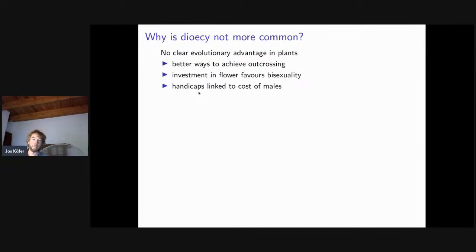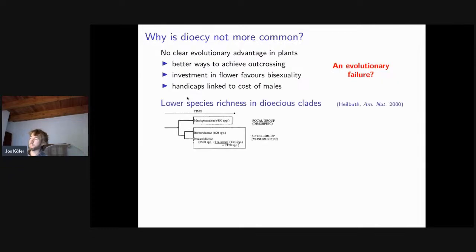And there are several handicaps linked to the cost of males. One of them is that the males don't produce seeds, so you have to find another way to disperse your seeds if half of the population is not contributing. So the hypothesis has been around since the 1950s that dioecy would be an evolutionary failure in plants. And this was tested for the first time in 2000 by Jana Heilbuth.